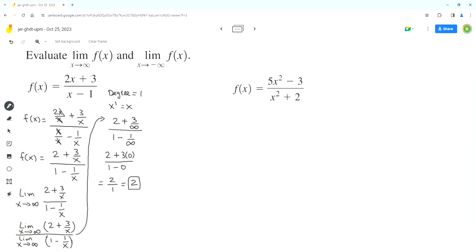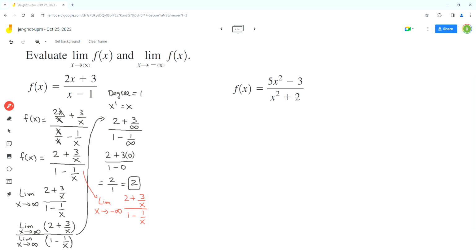So this is the result of limit x approaches positive infinity for the first function. Now we can evaluate limit x approaches negative infinity for the same function. So we can start with the setup we got by dividing each term in the numerator and the denominator by x. So it's this one. So we get limit x approaches negative infinity. Since it's the same function, we can start with this step: 2 plus 3 over x over 1 minus 1 over x.